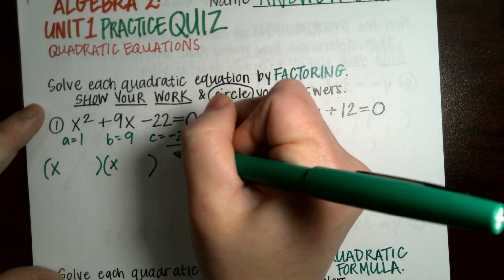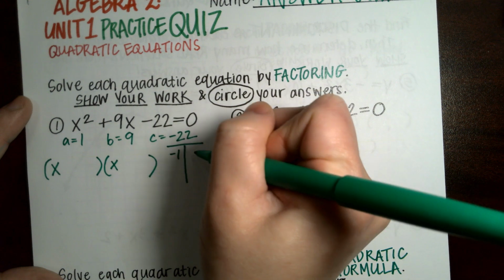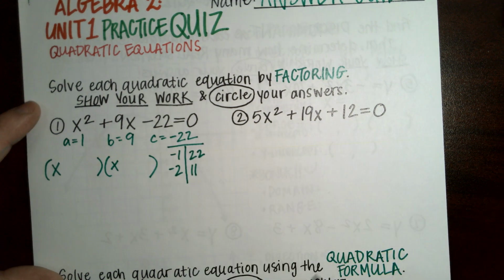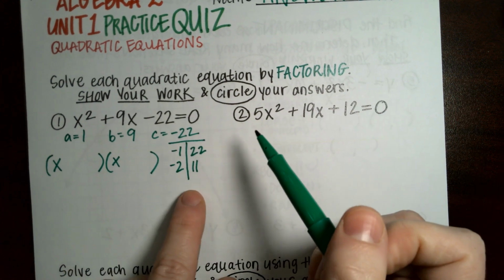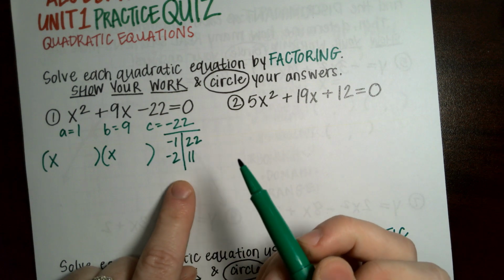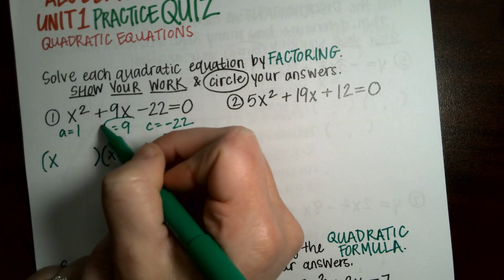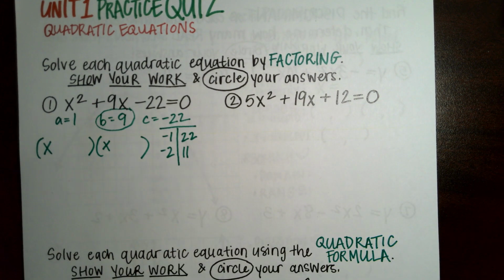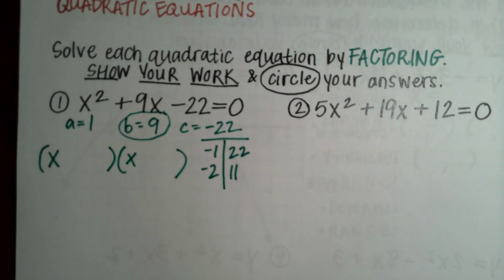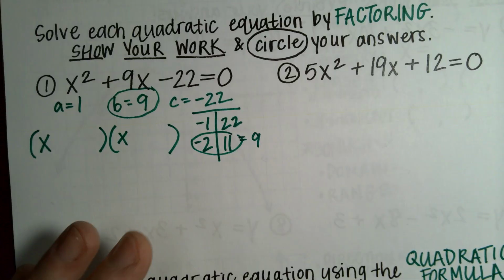So what are some ideas? 1 and 22, 2 and 11. Negative 1, 22, negative 2 and 11. Let's see. Since A is 1, what are we doing with these numbers to figure out which ones are correct? Add them together. Yeah, we want them to add up to B. We want them to add up to 9. So we might already have that. Negative 2 and 11. Yeah, negative 2 plus 11 is 9. So we're going to use these numbers.